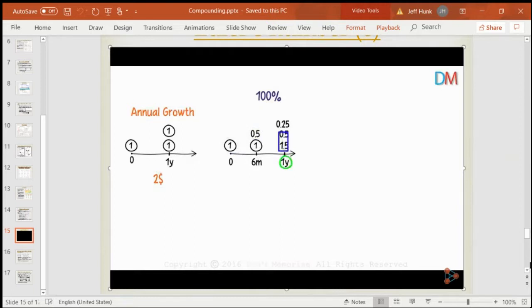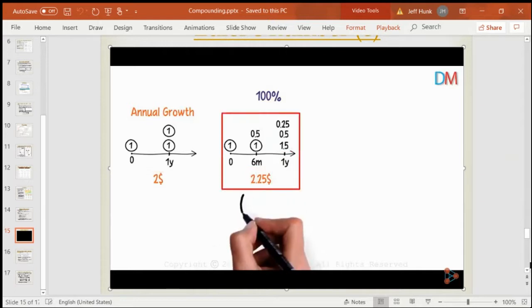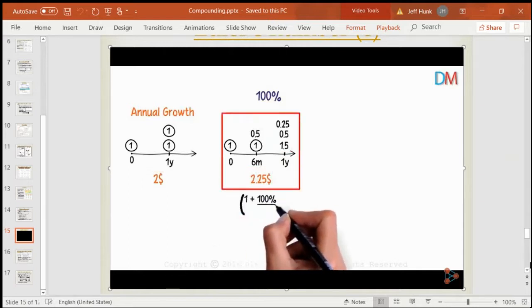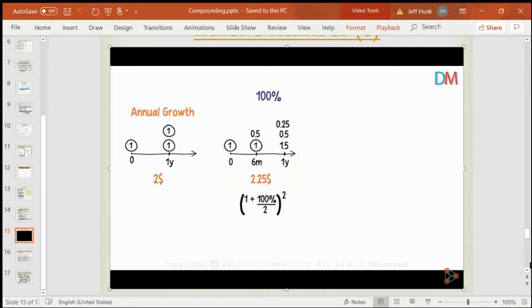Then we have the dollar that we got, the original dollar, and we also have the 25 cents from these 50 cents. A total of $2.25. This is very intelligent. We can also understand this as a formula, which would be 1 plus 1 over 2, the whole squared. This is very simple.